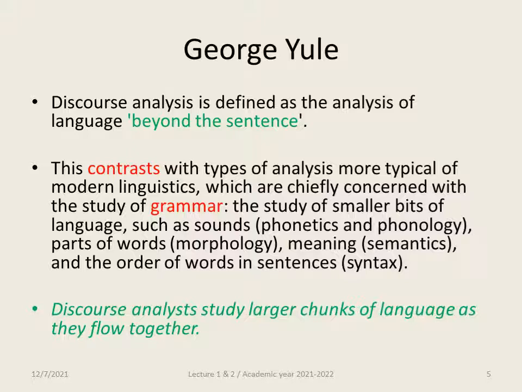And this contrasts with the types of analysis more typical of modern linguistics, which are chiefly concerned with the study of grammar, like the study of smaller bits of language such as sounds, including phonetics and phonology, or parts of words such as in morphology. Okay, we have those bound morphemes, free morphemes. We are doing this kind of analysis in linguistics, but the situation is quite different with discourse analysis. We could be dealing with meaning, semantics, the absolute meanings of words, and the order of words in sentences, such as in syntax. Yes, we're dealing with all these things in discourse analysis, plus the sociocultural context of the language produced.